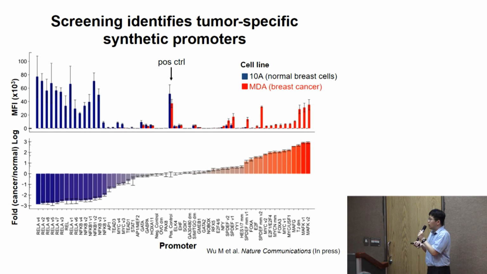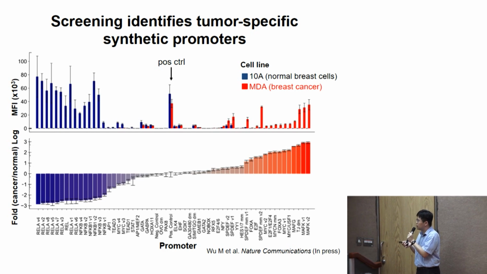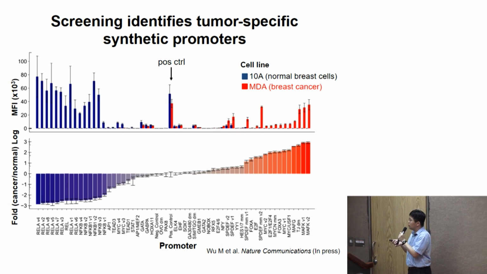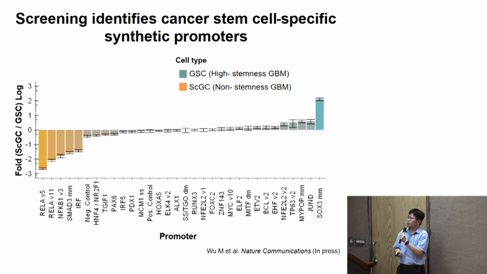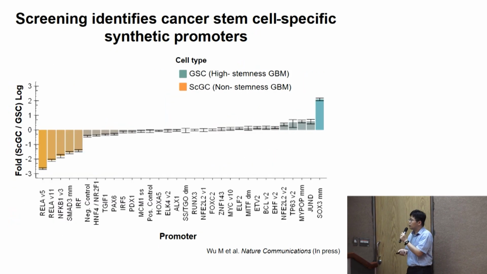So we can see from left to right, we can identify a panel of promoters that are highly active in normal breast cells, and a panel of promoters that are highly active in breast cancer cells. And the activity difference can range to 1,000-fold, whether tumor-specific or normal cell-specific. In addition, this screening platform also allows us to identify promoters that can distinguish cancer stem cells from their non-stem cell counterparts.